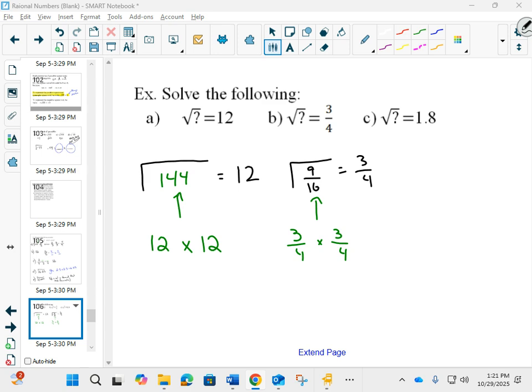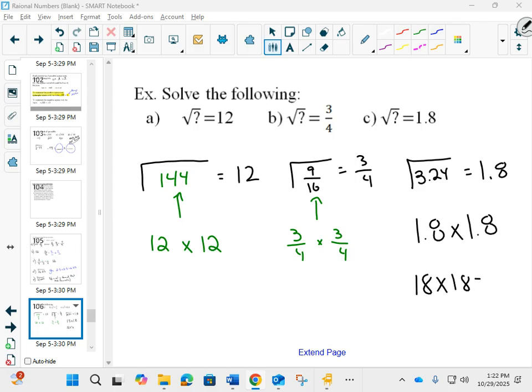And the last one. This is where having a calculator would probably be helpful. Right, Mr. Sheriff? Yeah, absolutely. 1.8 times 1.8? 3.24. That would be a little harder to do. But if you knew 18 times 18 was 324, then you could get to 3.24. I gotta remember that trick there. This is just like 18 times 18 is 324.